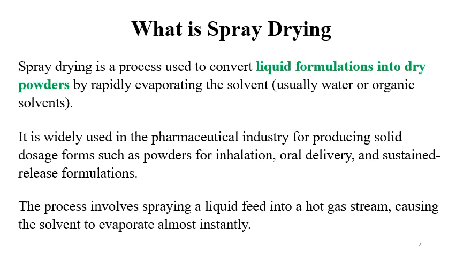Spray drying is a process used to convert liquid formulations into dry powders by rapidly evaporating the solvent by application of the heat. So usually the solvent may be water or organic solvents or hydroalcoholic solution, or it may be a mixture of organic solvents.